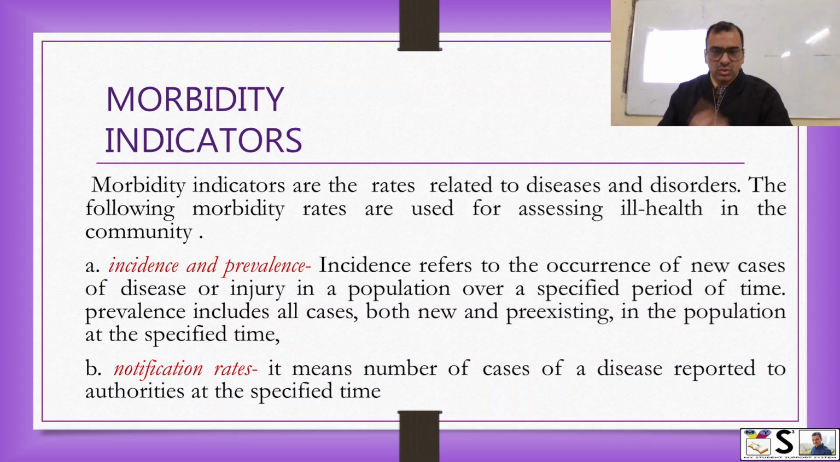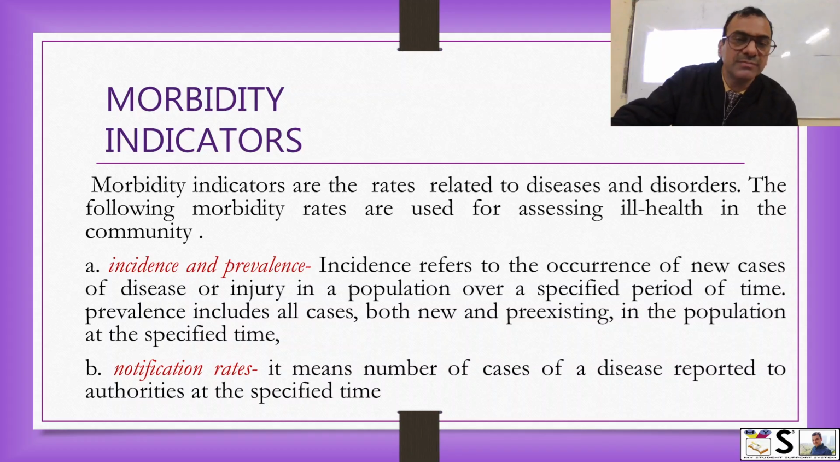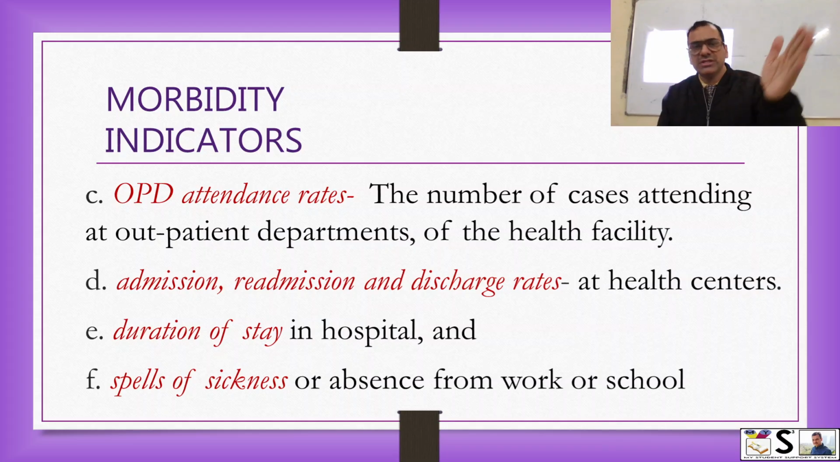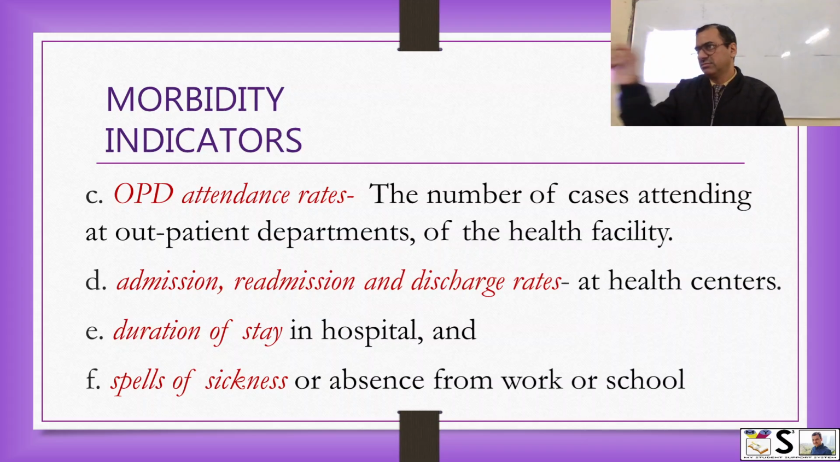Okay, so notification rate, incidence rate and prevalence rate, these are basically morbidity indicators. Okay, they tell us about the disease, whether it is spreading or not. These are the main 3 indicators. Apart from this, there are some other indicators which we may include in the morbidity indicators, like OPD attendance rate. So how many patients are coming in the OPD. If they are more, then there is problem in the community. If OPD attendance rate is less, then the community is healthy.